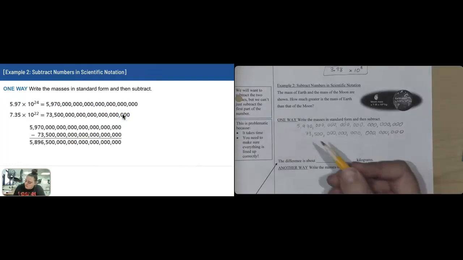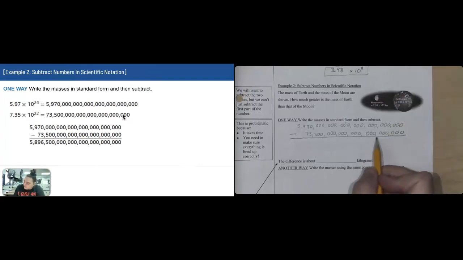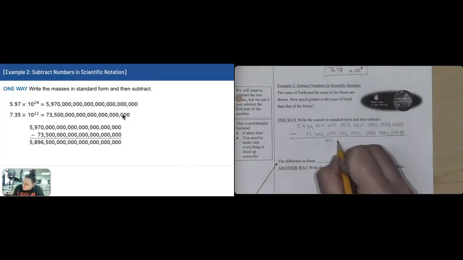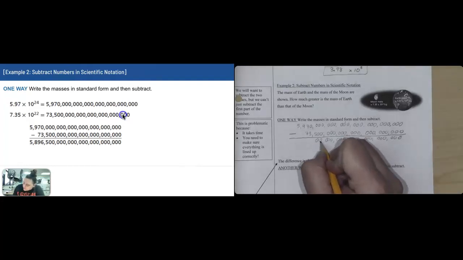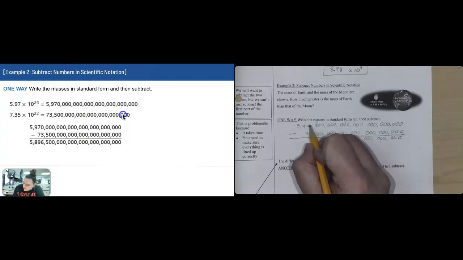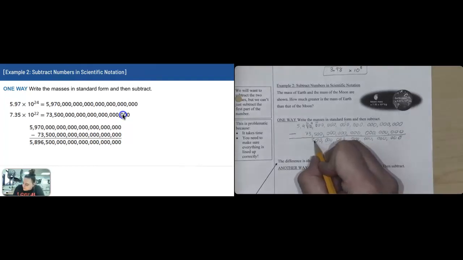Now we subtract. My two numbers lined up really nicely, so we have zeros all the way across here. And with 0 minus 0, we have to borrow. Remember my borrowing rules.